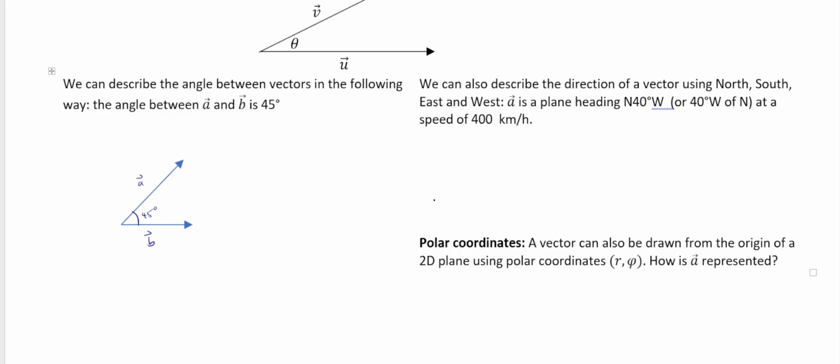We can also describe the direction of a vector using north, south, east, and west. So A is a plane heading north 40 degrees west at a speed of 400 kilometers per hour. So here we go, we're going to go north and then 40 degrees west, or one of the other ways you can say this is 40 degrees west of north. So we'll say right there, that's about 40 degrees roughly. Okay, and there's my vector, and we'll say that that is 400 kilometers per hour. And I know that this right here is 40 degrees west of north.